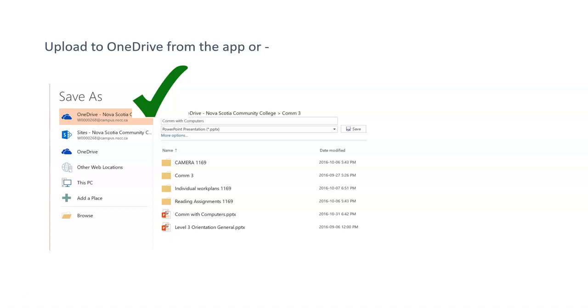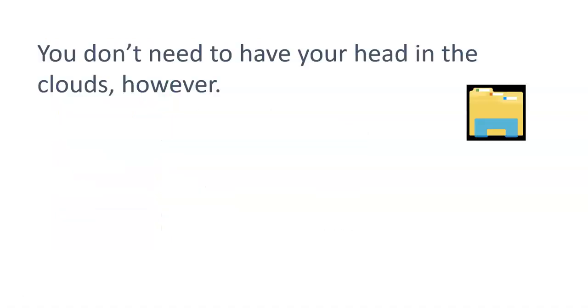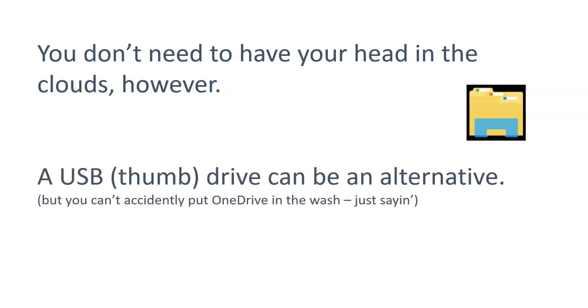You can upload to OneDrive from the app, or if your computer is syncing with your OneDrive, you may see a Save As feature like that. You don't need to have your head in the clouds, however. A USB thumb drive can be an alternative, but you can't accidentally put OneDrive in the wash, just saying.